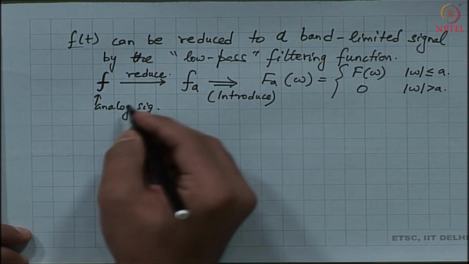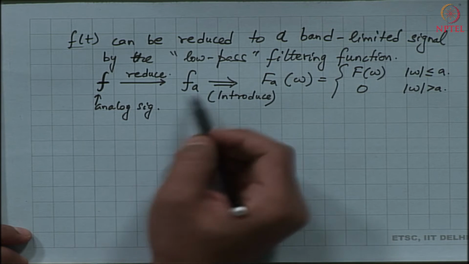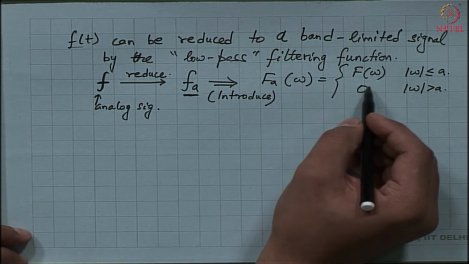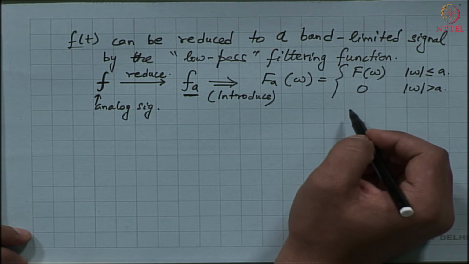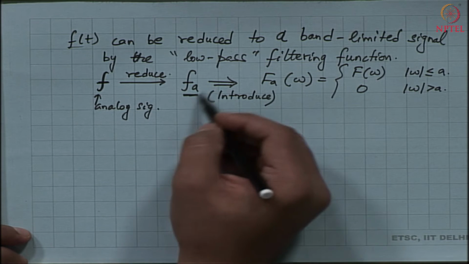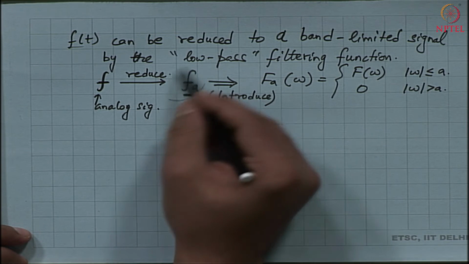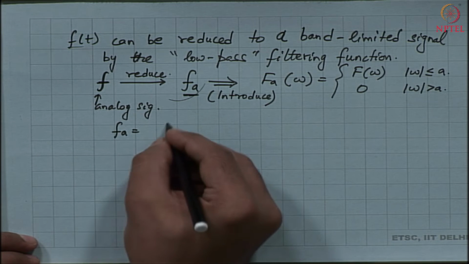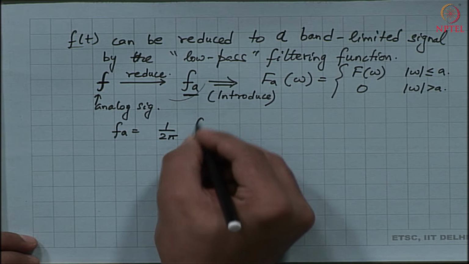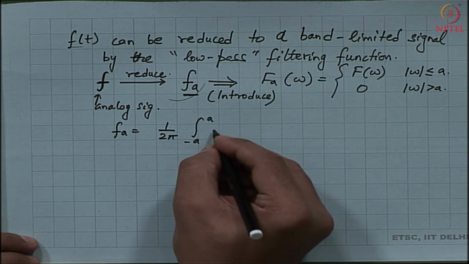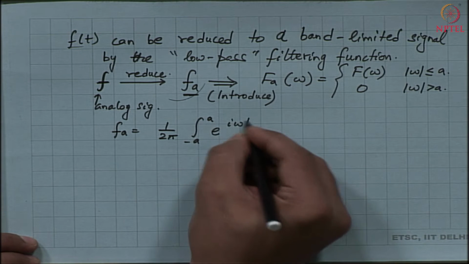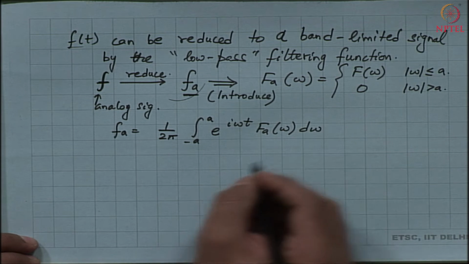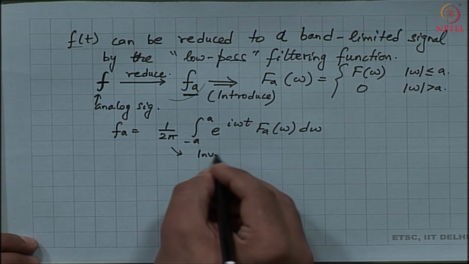Okay. So, what I am trying to do is, if I have an analog signal and I want to reduce it to a band limited signal, I introduce its Fourier transform such that it is 0 outside a particular domain. Then of course, when we take an inverse transform, I get that the signal is the band limited signal. So, the band limited signal is given by 1 by 2 pi integral from minus a to a e to the power i omega t f_a d omega, right. So, this is my inverse transform.